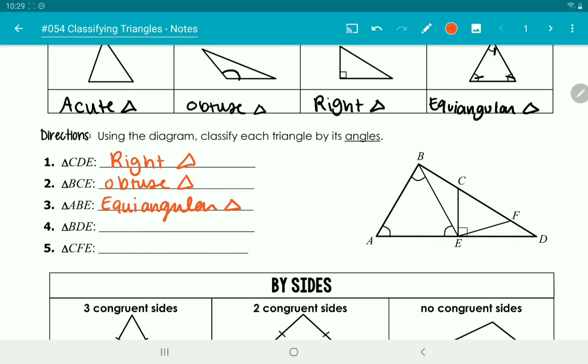I want you to go ahead and pause the video. I want you to try to determine what 4 and 5 are on your own, and then press play when you're done, and we'll see if you're right.